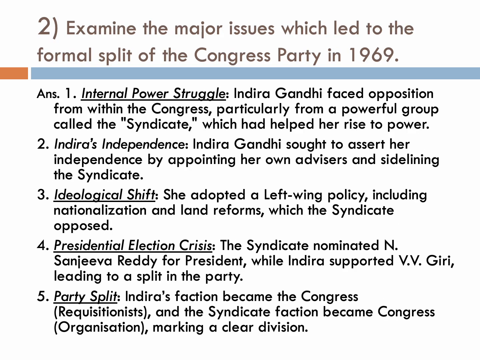Second question, examine the major issues which led to the formal split of the Congress party in 1969. So here we have to cover the internal power struggle that happened between the Syndicate group and Indira Gandhi. Then they were not happy with the independence enjoyed by Indira Gandhi. Then the ideological shift in the party, that she adopted a left-wing policy, the presidential election crisis, where Indira Gandhi supported V.V. Giri, and the split of the Congress party.